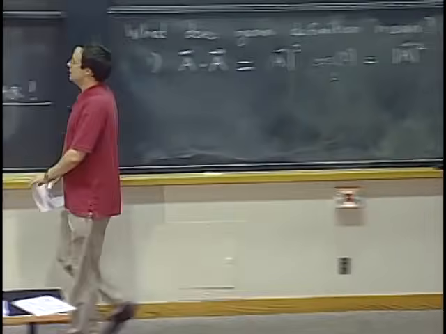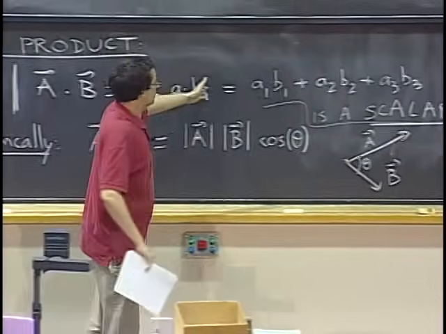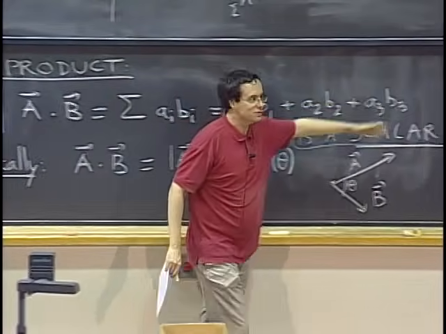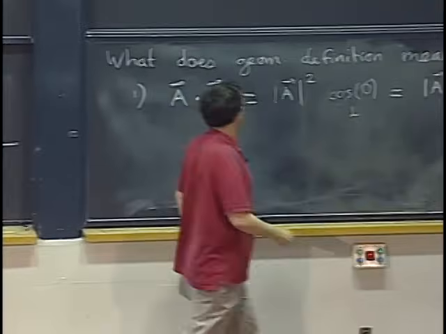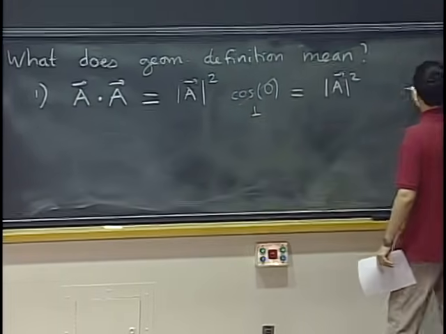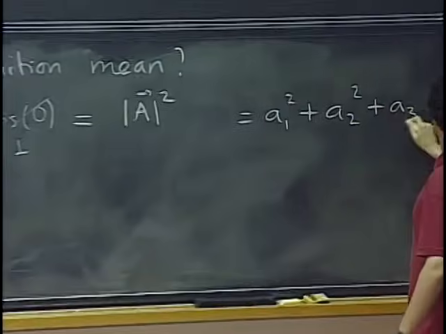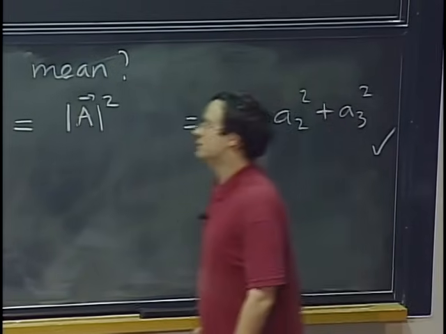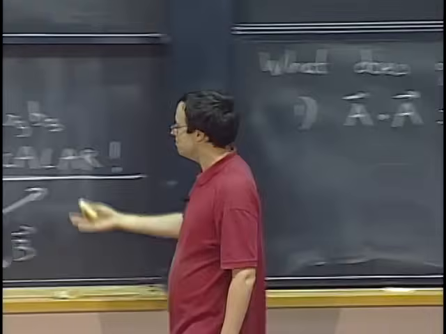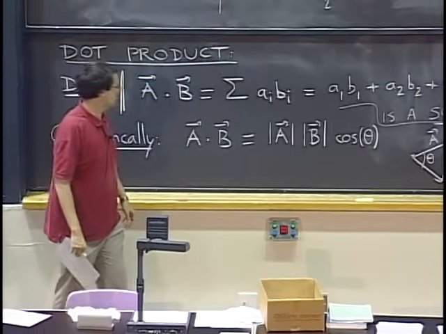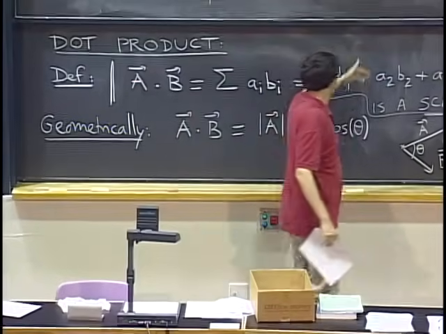Well, does that stand a chance of being true? Let's see. If we do A dot A using this formula, we will get a1 squared plus a2 squared plus a3 squared. That is indeed the square of the length. So check, that works. Now, what about two different vectors? Can we understand what this says and how it relates to that?